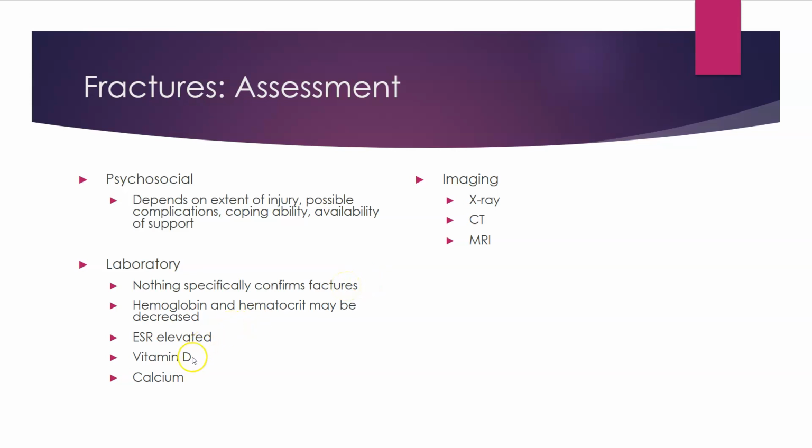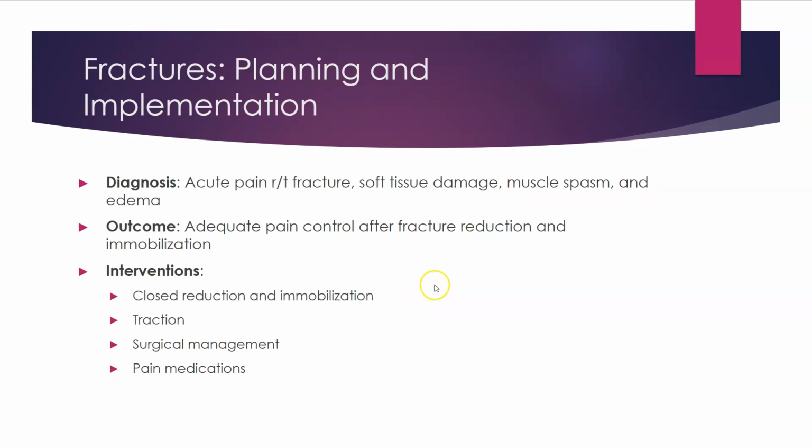Laboratory, nothing specifically confirms fractures, but we might be looking for causes of fractures. So if we're talking about vitamin D deficiency, calcium deficiency, tumors, different things like that, we might trend that with laboratory. So ESR or CRP looking for inflammation. Imaging-wise, X-rays are probably the most common way to do this, but you can get more specific with CTs and MRIs.